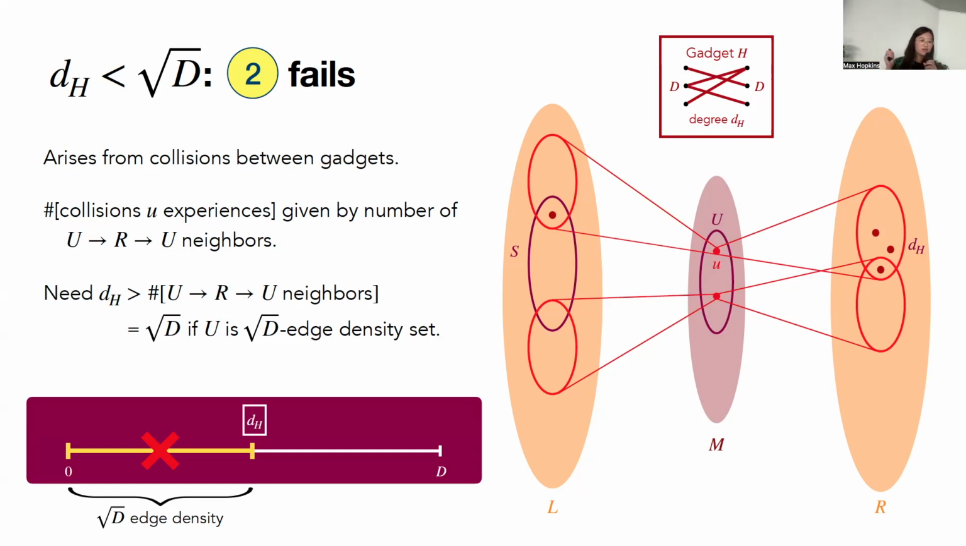Sorry, I think I messed that part up. So just by the thing I've written up there, we'll need DH to be bigger than root D in order for this attack to not go through. For our step 2 to work, we'll need DH to be bigger than root D.